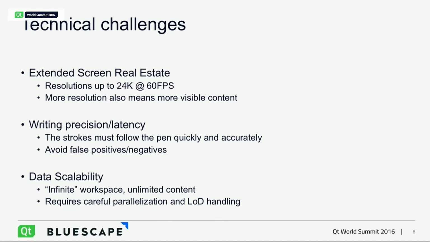The technical challenges, the obvious one is the screen real estate, right? As I was showing above, we can have arrays of displays, up to 24 displays stitched together, each of them being a full HD monitor. So that means we have a total screen pixel area of 24K. So if you think of 4K for a TV, we actually have 24K pixels that we have to push at 60 frames per second. So this is a huge challenge for us every day.